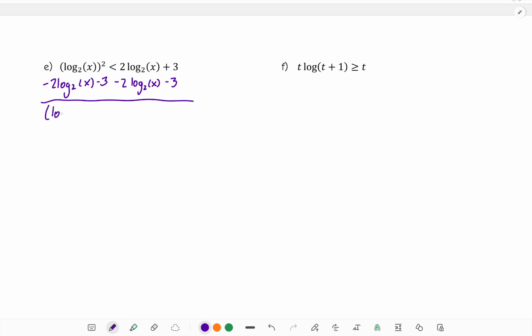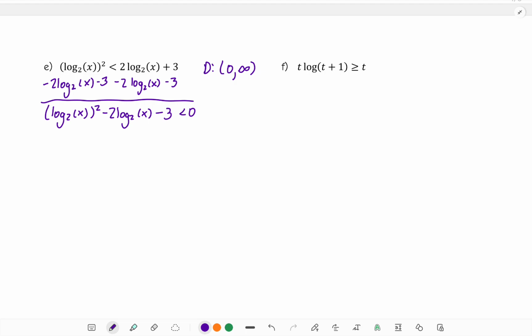So we get log base 2 of x squared minus 2 log base 2 of x minus 3 is less than 0. The domain, because of the logarithm, is 0 to infinity, but there's no fractions or anything else like last time, so this is just our domain. There's no other undefined points.